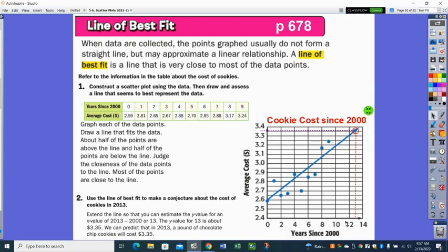Now look here, this is so much easier, years after 2000. So 0 is 2000, 2001 is kind of midway, 2002, just an easier scale to read. And then it's the cost of cookies as we go across the years after 2000. So again, 9 years after 2000, this would be in 2009, cookies were costing $3.24. Notice the scale is going to get up to 9.